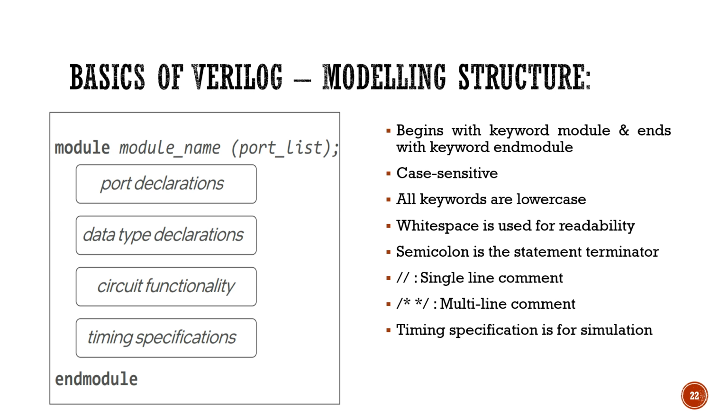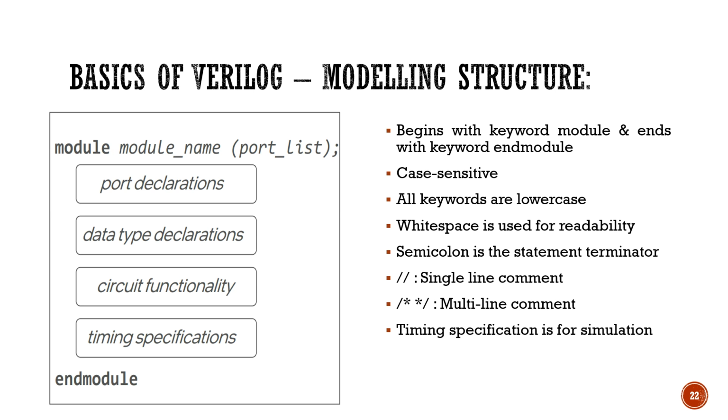If needed, you can use comment lines. A single line comment is denoted using two slashes. A multi-line comment is denoted using a slash followed by a star, and closed with a star followed by a slash. If required, you can use timing specifications for your simulation. This is how the modeling structure of Verilog looks.